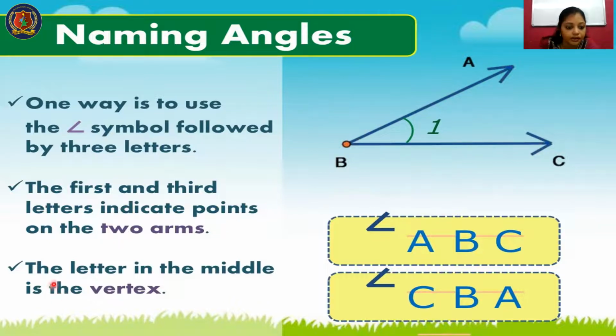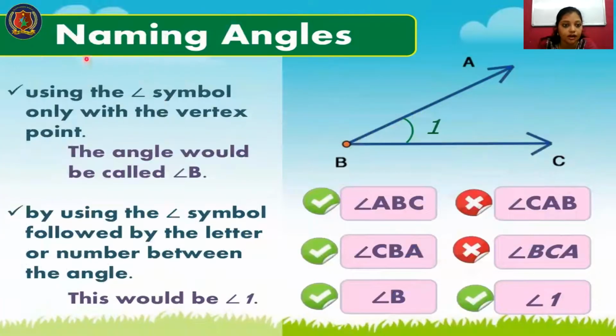So what is the middle letter? The letter in the middle is the vertex. So the middle letter B is the vertex. Already I said in the naming part, always you have to write the vertex in the middle. Then only the arms will be on the sides. You should not write the angle like A, C, B or C, A, B. Always the vertex should come in the middle, children.